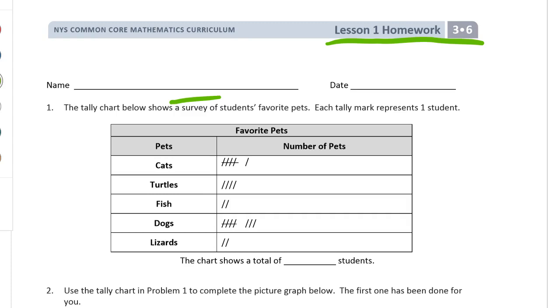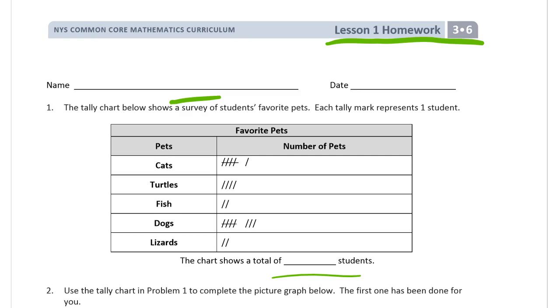Our first question is right here. Does the chart show a total of how many students? So it looks like each student voted, and you've probably done something like this in your class in school at one time or another. Everybody goes up and they make their mark, and then everybody has one vote. And then you see who the favorite pets are.